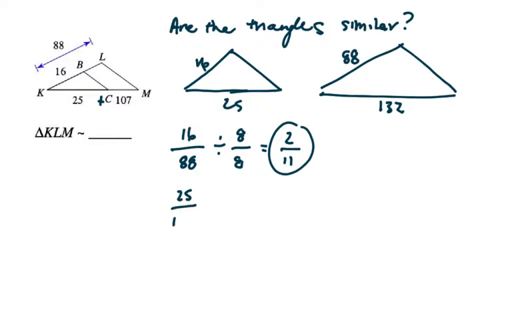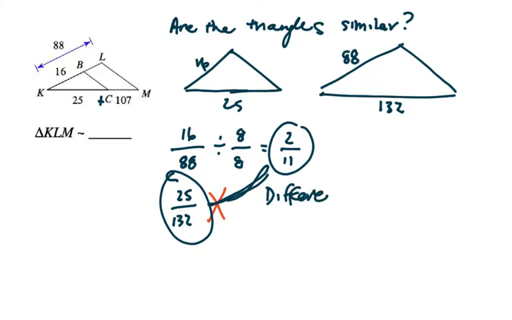And when I put 25 over 132, I realize there is nothing that can reduce. This one is already reduced. These are different ratios. So they're not similar triangles. They are not the same. So if you're asked, are they similar, you would find the ratios and then test it.